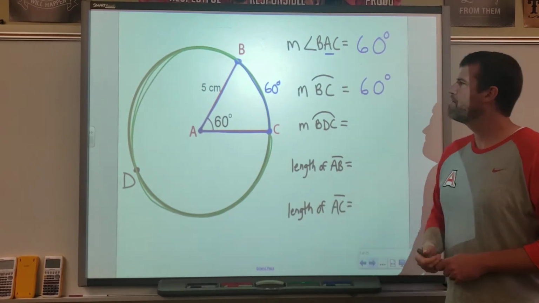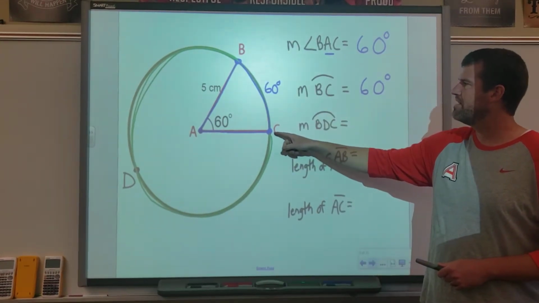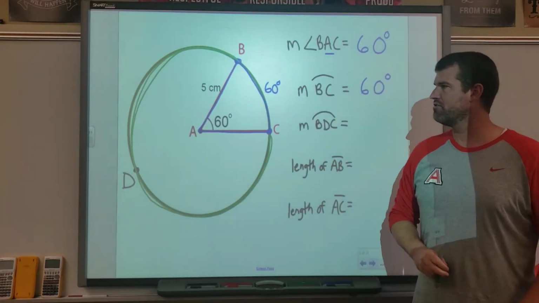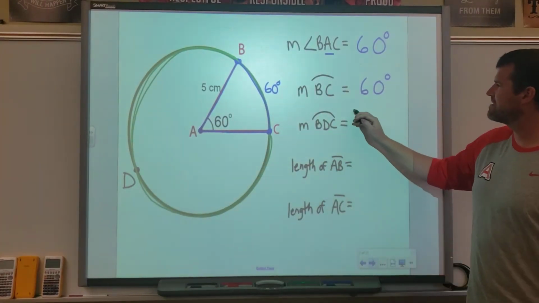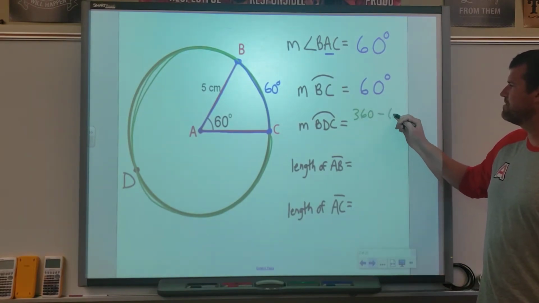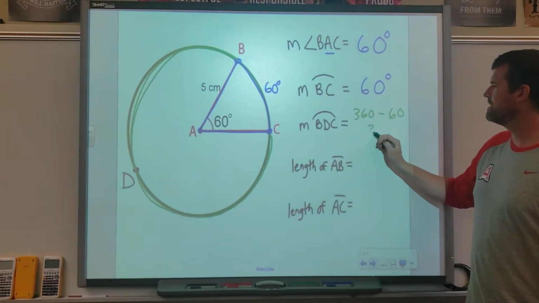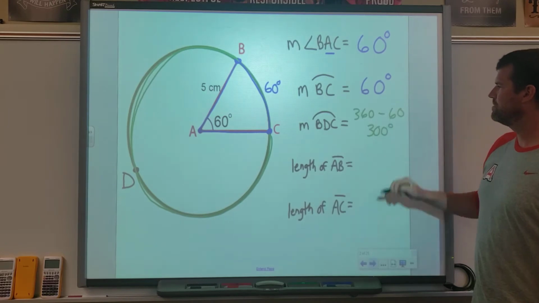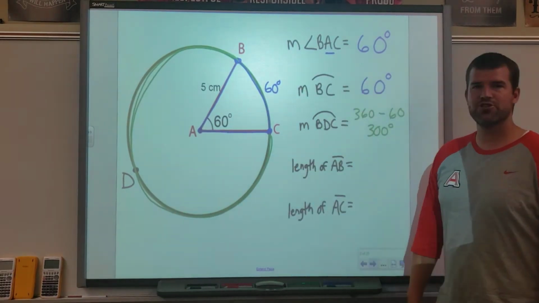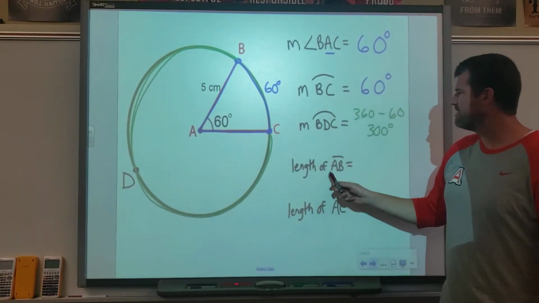360 degrees, right? So if this minor arc is 60 degrees, how can I find the major arc? That's just the rest of the circle. So I can take the 360 degrees in a circle, subtract the 60 degrees that were in the minor arc, and I get that the measure of the major arc will be 300 degrees. So this arc here, 300 degrees.